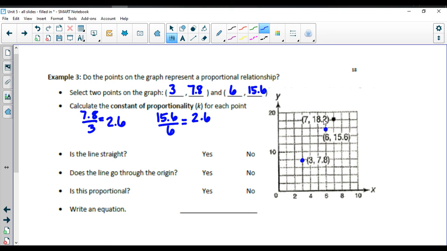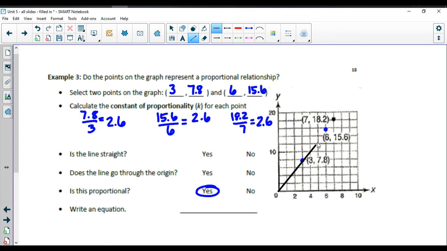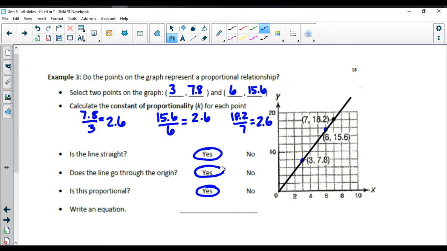I could also take that last point if I wanted to, 18.2 divided by 7, and that also gives me 2.6. So all the k values here are the same for these points, which tells me that this is a proportional relationship. Now, there's no real line on the graph. I could actually draw one in, it looks like, through 0, 0, up through these points. So that tells me that yes, my line would be straight. Yes, it would go through the origin. And my equation would be y equals 2.6x. The 2.6 came from that k value that we found by doing the y divided by x values.